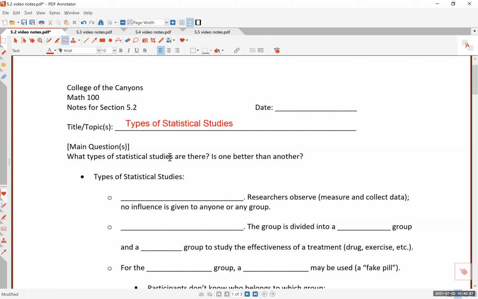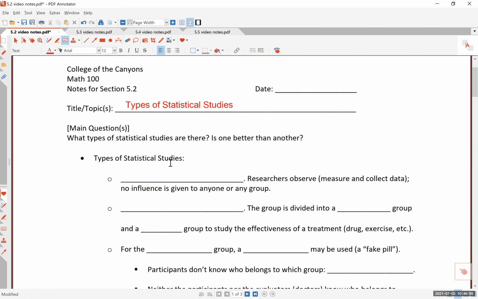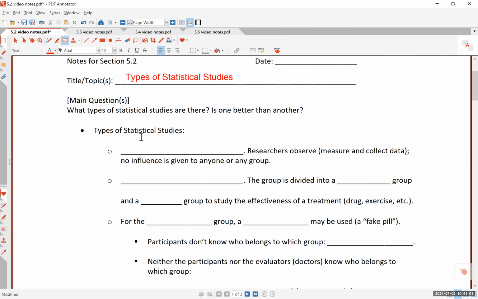The main question here is what types of statistical studies are there? Another question: is one better than another? Another question would be, when do you use a particular type of statistical study? So here are the types. Number one, observational studies.